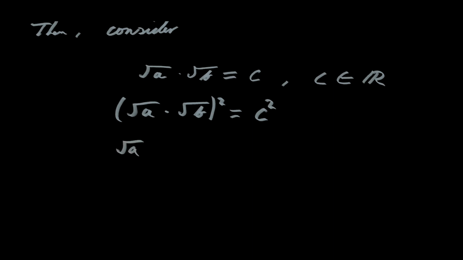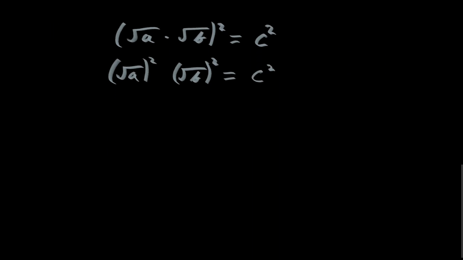So you can think of the square root of a being raised to the second power, so I'll put it in brackets, times the square root of b being raised to the second power. Don't really need that dot in the middle. And the right-hand side is just going to remain c squared. There's not really much we can do on the right-hand side.